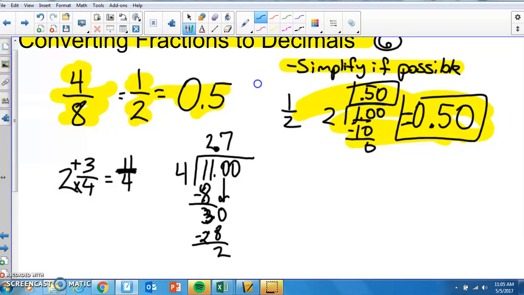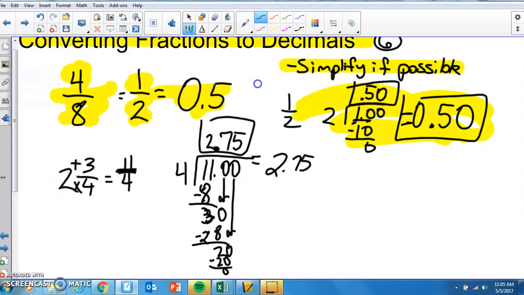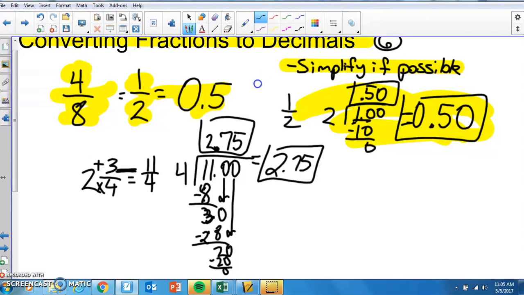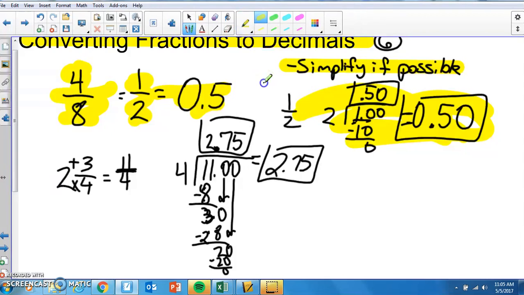Subtract and get 2. And we'll drop down that last 0. 4 can go into 20 5 times. 5 times 4 is 20. And when we subtract, we get 0. So that leaves our decimal, or our answer, as 2 75/100. So 2.75. So I took 2 3/4 and converted that to 11/4. We then went through and divided, and we got 2.75 as our decimal value.